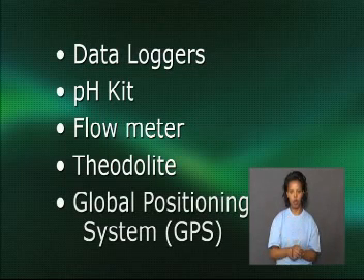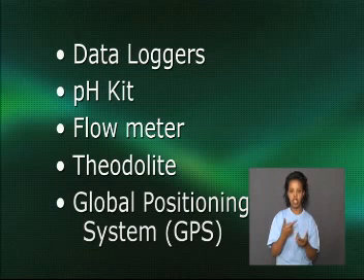The most recent addition to the list of common tools used by biologists is a global positioning system, or a GPS. This equipment makes it possible for biologists to record positions quickly and make accurate maps of area of study.